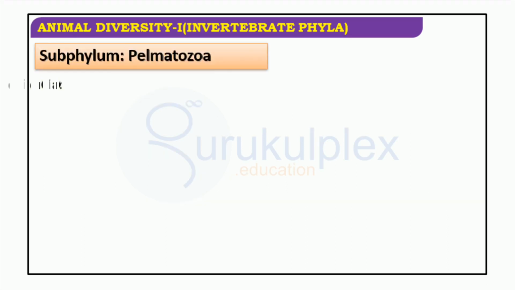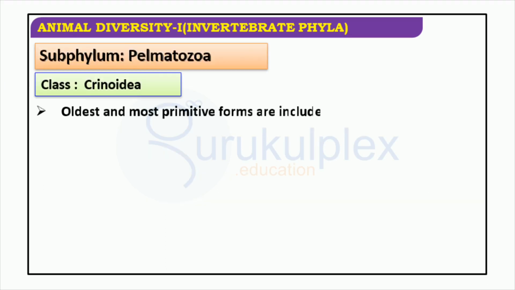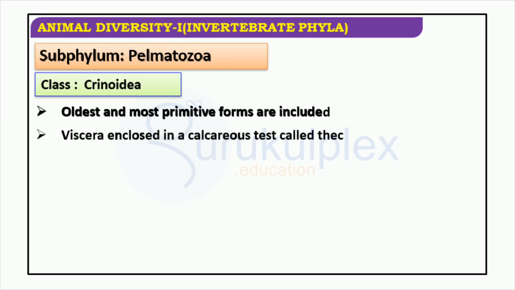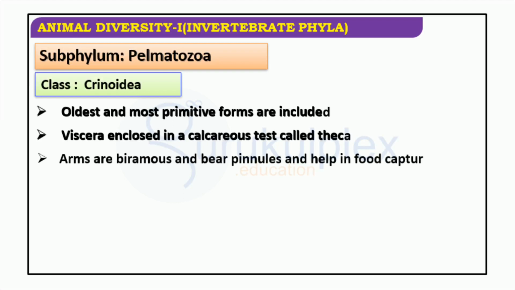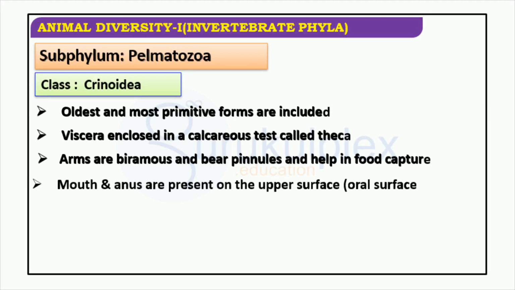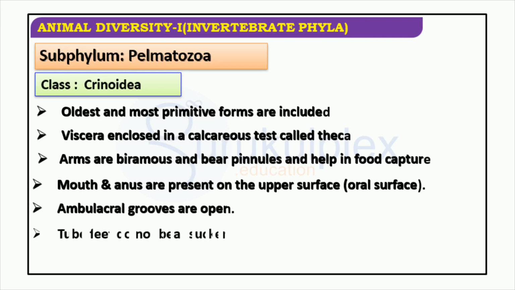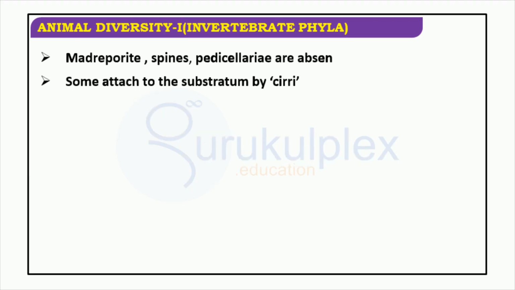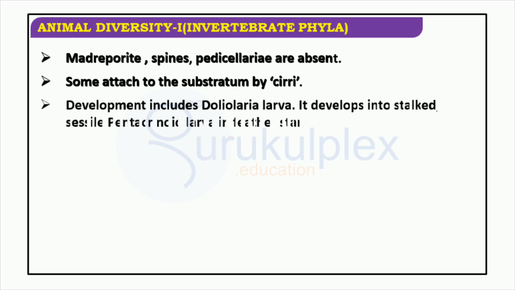The class Crinoidea are the oldest and most primitive forms of echinoderms. Their anatomy includes a calcareous test known as theca which encloses their viscera. Their arms are biramous and contain pinnules which help capture food. The mouth and anus are found on the upper surface, and ambulacral grooves are open. Furthermore, the tube feet do not have suckers. Animals from this group exhibit a wide variety of characteristics, ranging from the madreporite to the pentacrinoid larva.